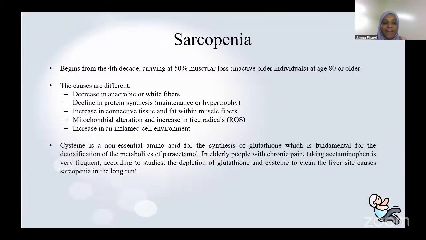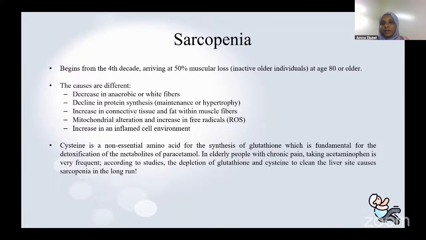There's also some factor of mitochondrial alteration and an increase in free radicals, which also affects the muscle mass and leads to their decline. Now, there's also an increase in the overall inflammatory state. There's an overall kind of inflammatory environment in the cell. So that also causes a decline in the muscle mass.